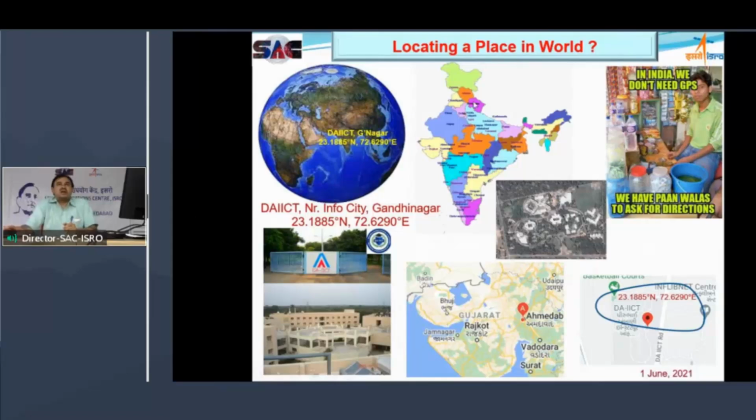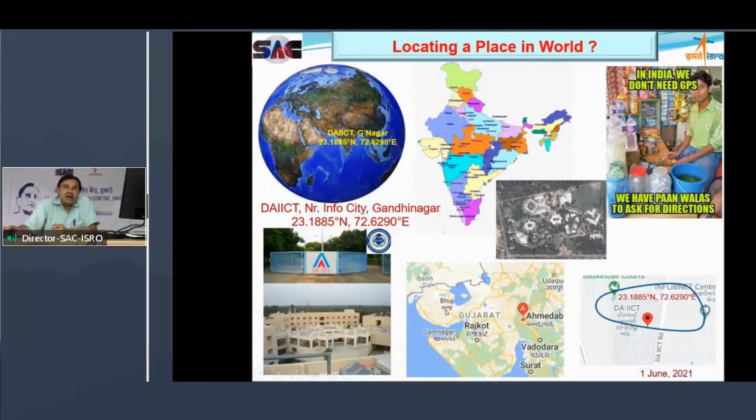So what is satellite navigation? Navigation is how you try to locate a place in the world. All of you know, on a world map, you may be teaching your students how to locate a place on a map or on a world map or an encyclopedia. So here, say, I want to locate this one institute, the Dhirubhai Ambani Institute of Information Technology. It is located in Gujarat, Gandhinagar. If I want to locate this place, how do I locate it? I will first try to find where it is located. On the world map, it is in India.